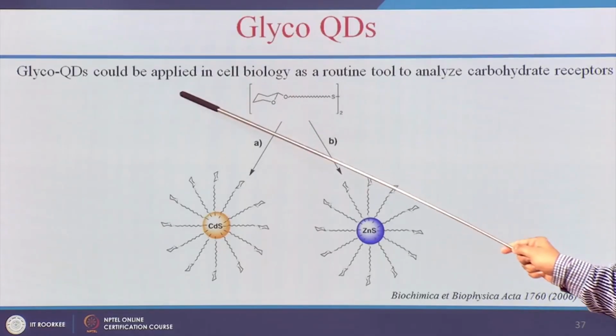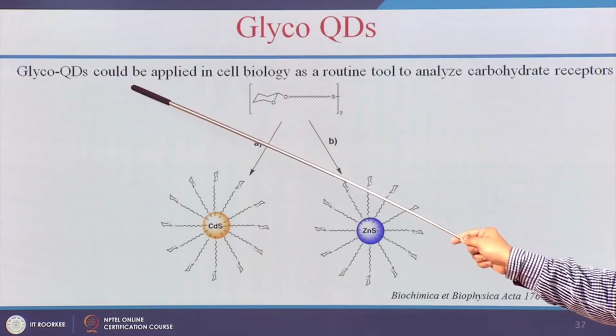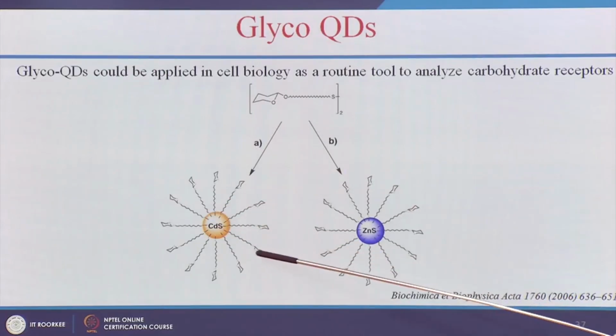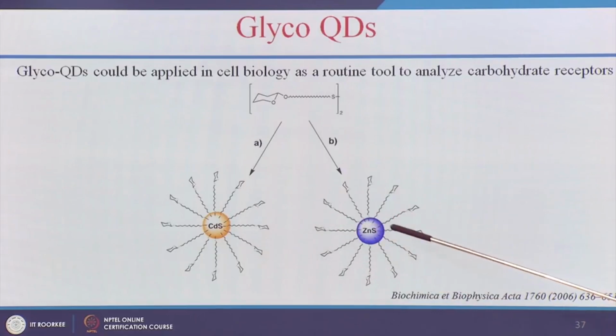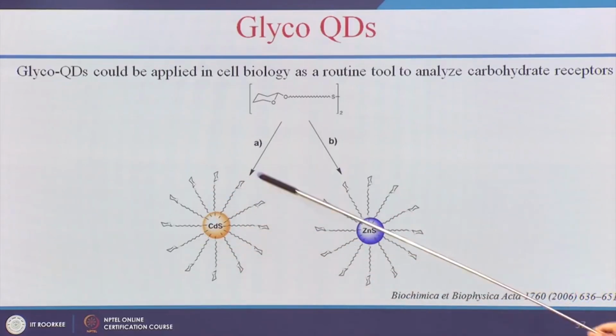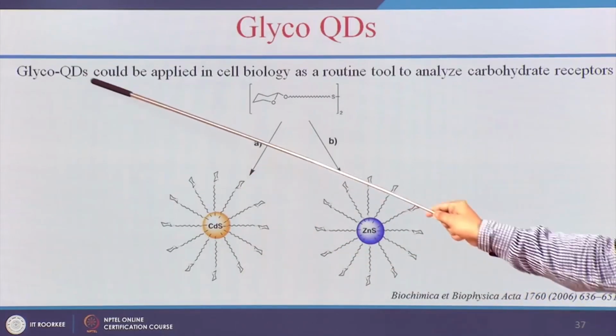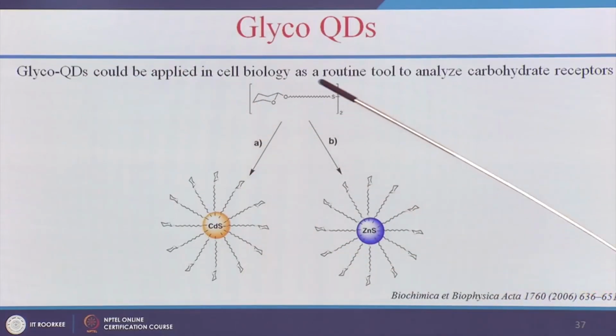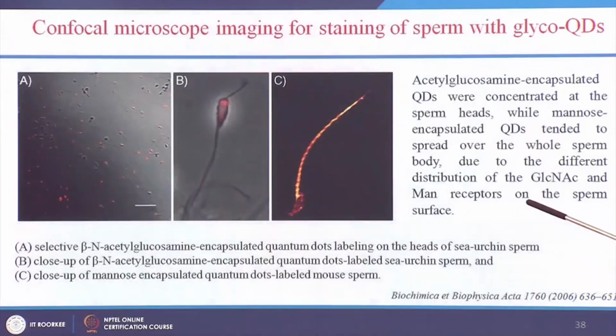So let us see another application, Glyco based quantum dots. Quantum dots are semiconductor nanocrystals which give a fluorescence depending on the size, and these quantum dots can be coated with different kinds of sugar molecules. These Glyco quantum dots could be applied in cell biology as a routine tool to analyze carbohydrate receptors. So let us see the example.